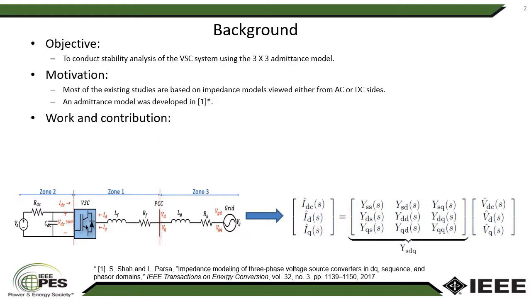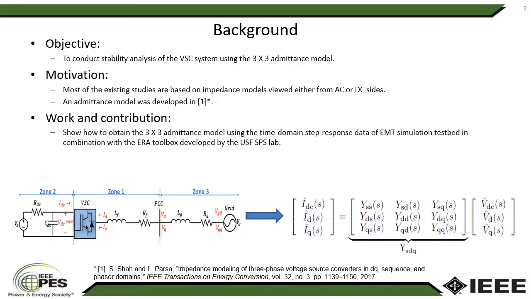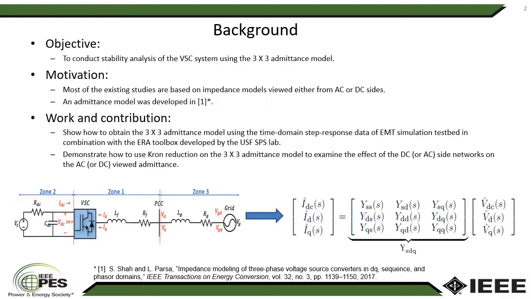Our contribution to the existing work was to show how to obtain this 3x3 admittance matrix model using the time domain step response data of an electromagnetic transient simulation testbed in combination with the eigenvalue realization algorithm toolbox that was developed by the USF SPS lab. Also, to demonstrate how to use the Kron reduction on this 3x3 admittance matrix model to examine the effect of the DC or AC side networks on the AC or DC viewed admittance. And finally, to use this model to conduct the eigenvalue-based stability analysis.